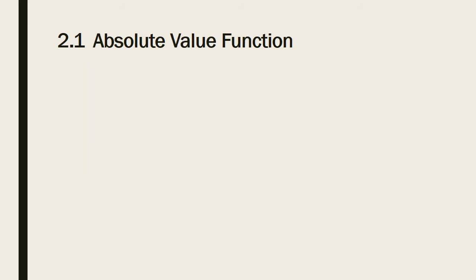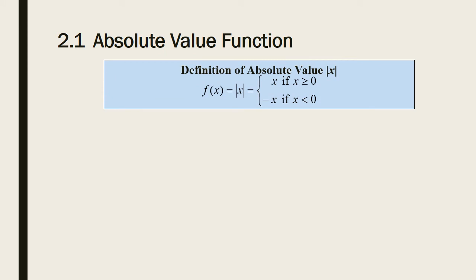Now we have the absolute value function. Just to remind you, an absolute value turns everything positive. So the absolute value of x is x if x is already positive, and it's the opposite of x if x was negative.